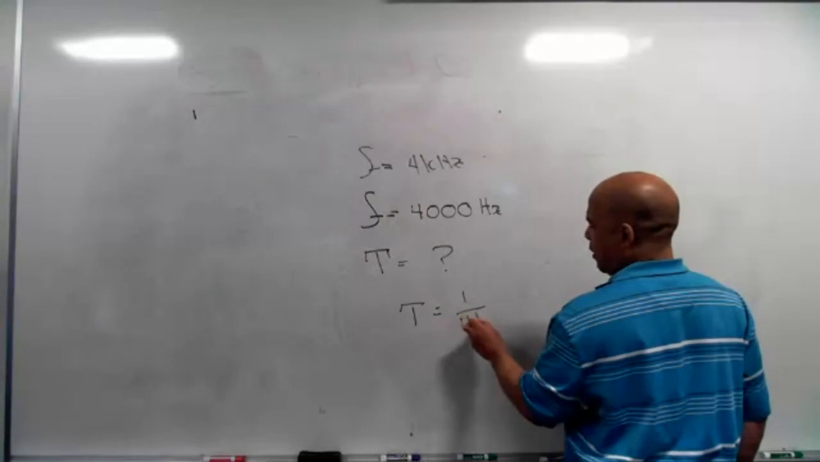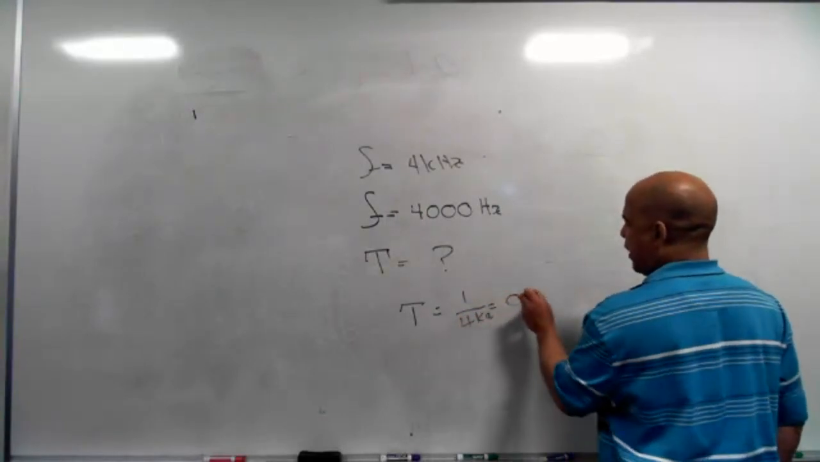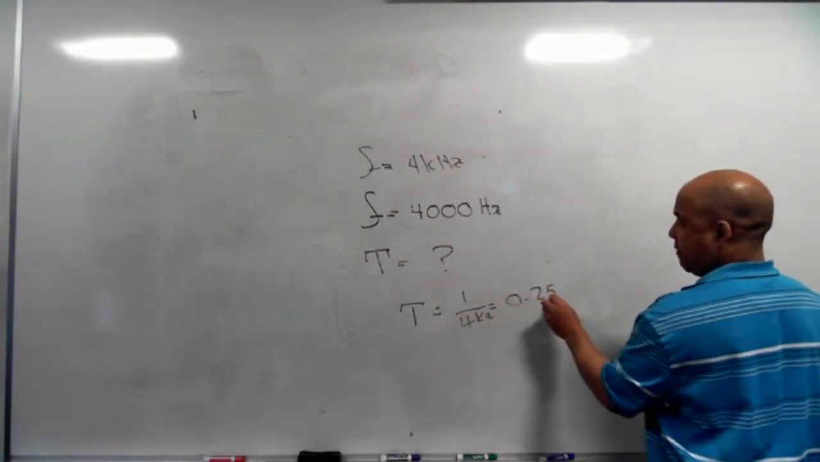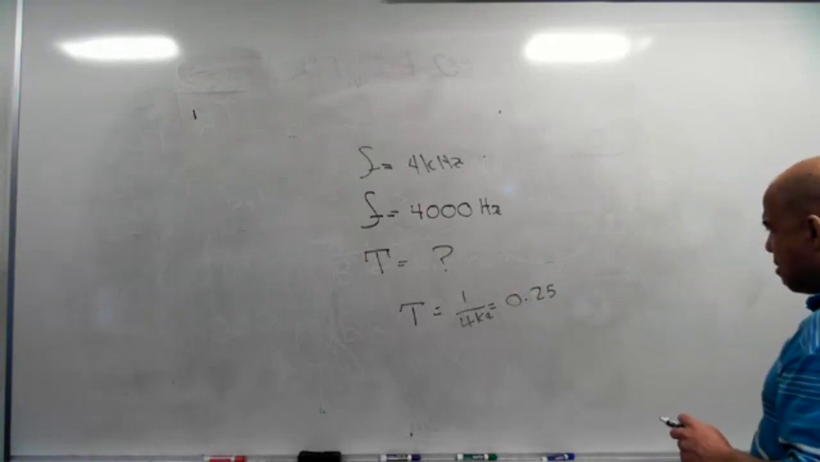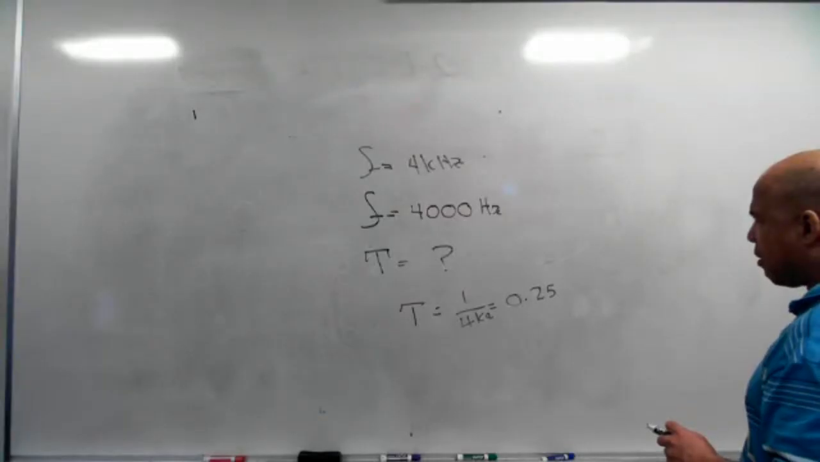So the period will be 1 over 4 kilohertz, which is 0.25. Should be 10 to the minus 4.